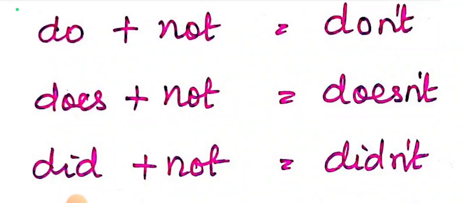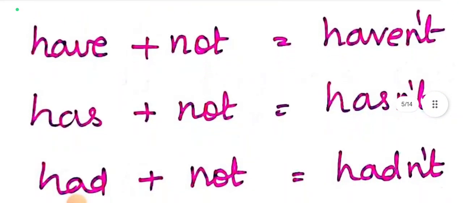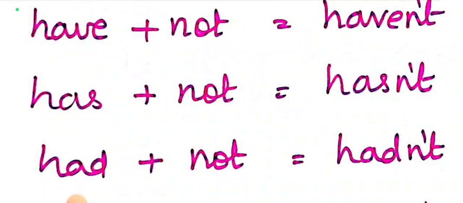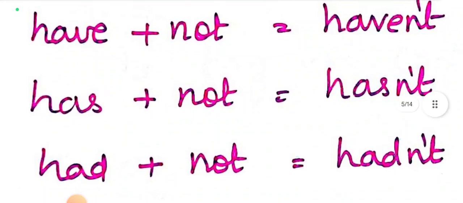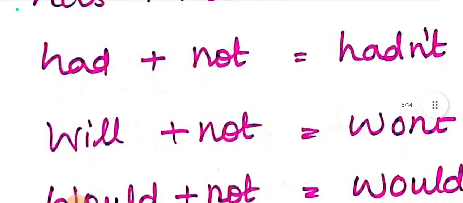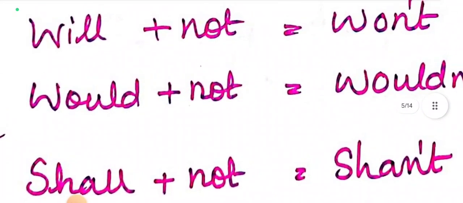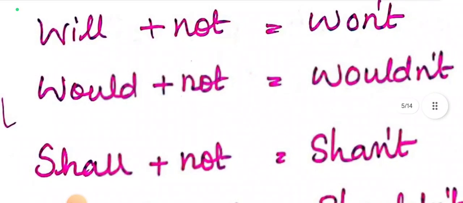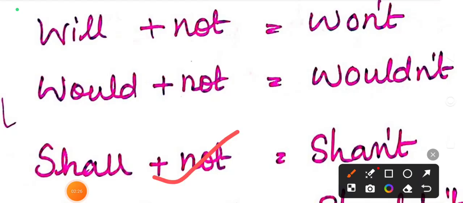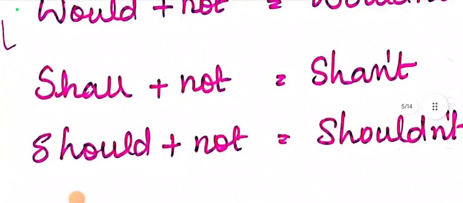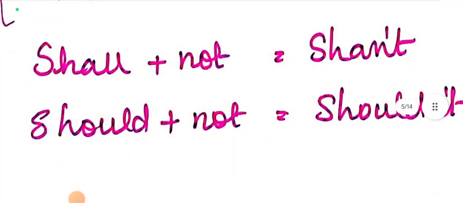Do plus not, don't. Does plus not, doesn't. Did plus not, didn't. Have plus not, haven't. Has plus not, hasn't. Had plus not, hadn't. Will plus not, won't. Would plus not, wouldn't. Shall plus not, shan't. Look at the word shall plus not, shan't. Should plus not, shouldn't.